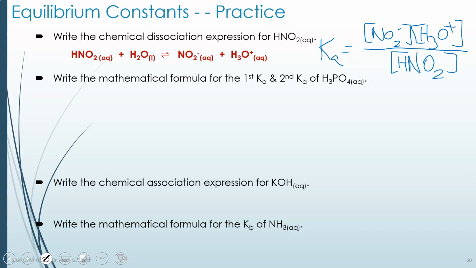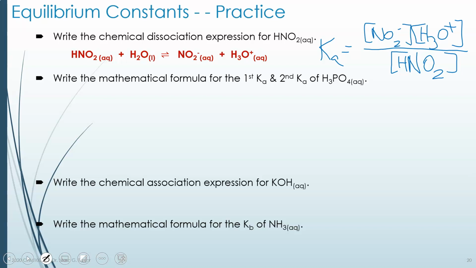Now, if we wanted to write a mathematical expression for another acid like H3PO4, this question asks, what's the mathematical formula for the first and second Ka of H3PO4, phosphoric acid? Phosphoric acid has 3 protons. It's a triprotic polyprotic acid, a triprotic acid. And therefore, we have 3 individual reactions that we could write one after the other.